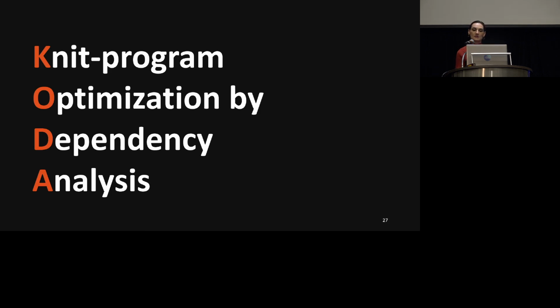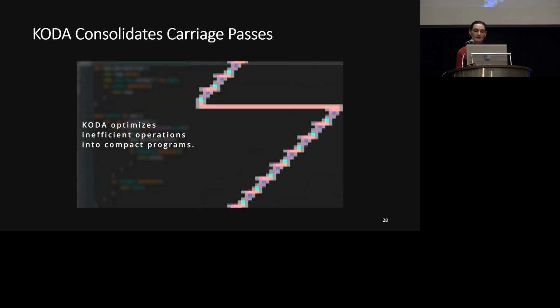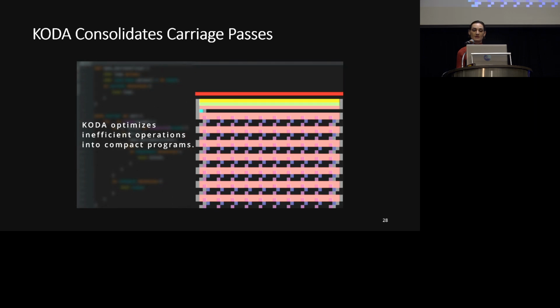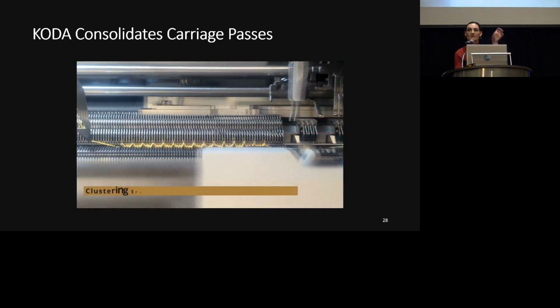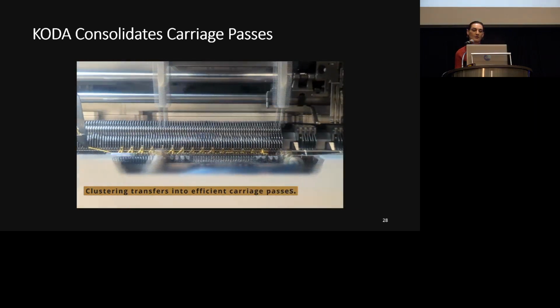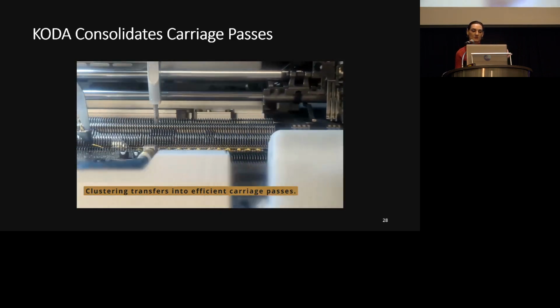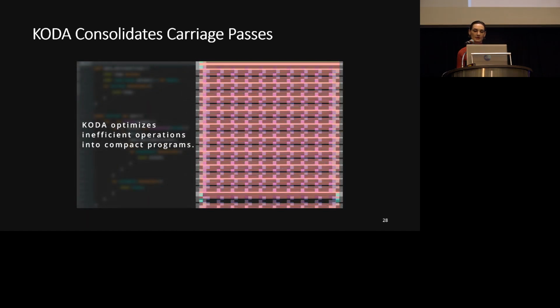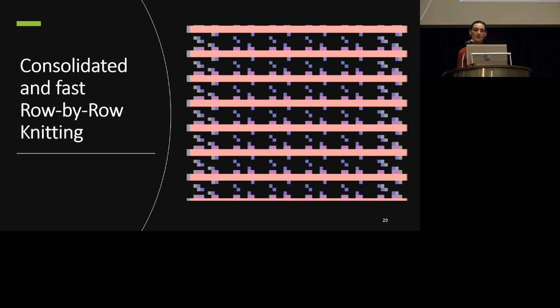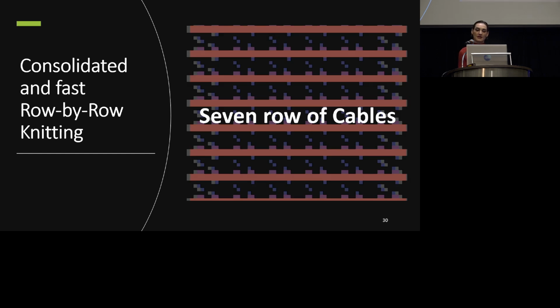And so that's where KODA comes in: Knit program optimization by dependency analysis. The basic idea behind KODA is that it's here to consolidate carriage passes, to turn what was one diagonal structure of creating different cables into this consolidated process where we're knitting all of them together in a linear way. And so now we can consolidate into this fast row-by-row knitting without changing the intuitive algorithmic structure that we use to create it. So in this case, in the same amount of time, we're able to make 7 rows of cables.